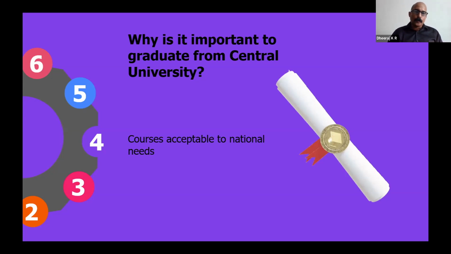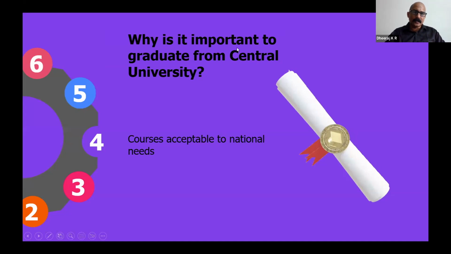And if you take the facilities inside the campus, every central university will have space for extracurricular activities. Like if you take Central University of Hyderabad, they have very good football courts, tennis courts, for every sports activity and cultural activity, they have a very good platform inside the campus. So that is one of the biggest highlights.